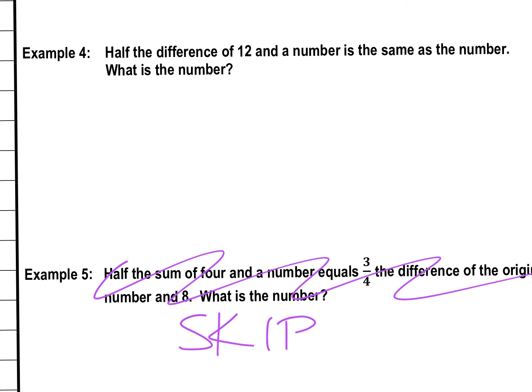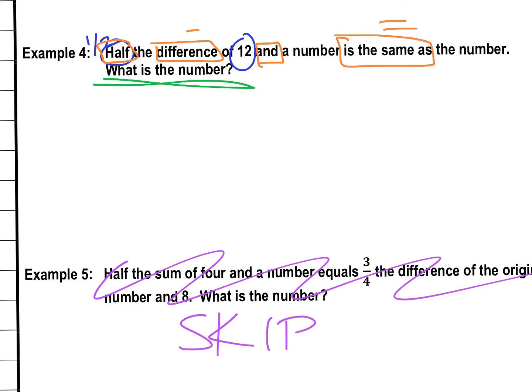And then our last one will be number 4. Half the difference of 12 and a number is the same as the number. What is the number? So CUBES method, circle our words. Half is a number. 12 is a number. Underline the question. Box those words. Half could also be boxed. Difference is to subtract. The difference of 12 and a number is the same as means equal.